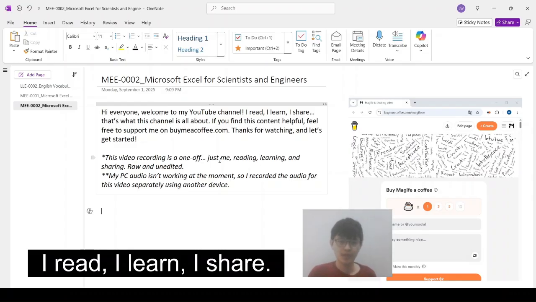Today's topic is about Microsoft Excel for everyone. But the exercise I created is for future scientists and engineers. So let's get started.